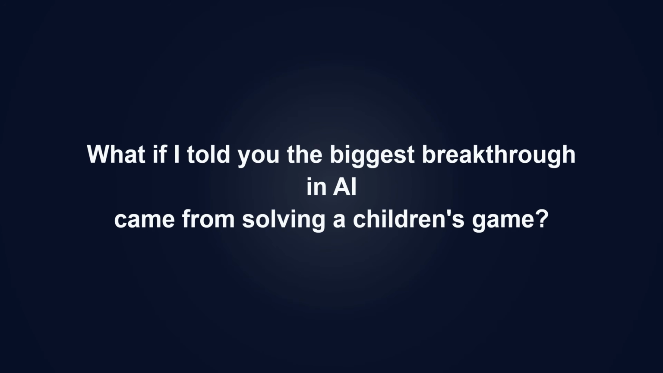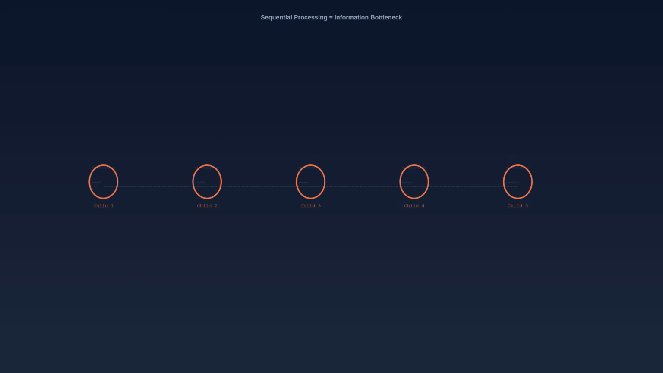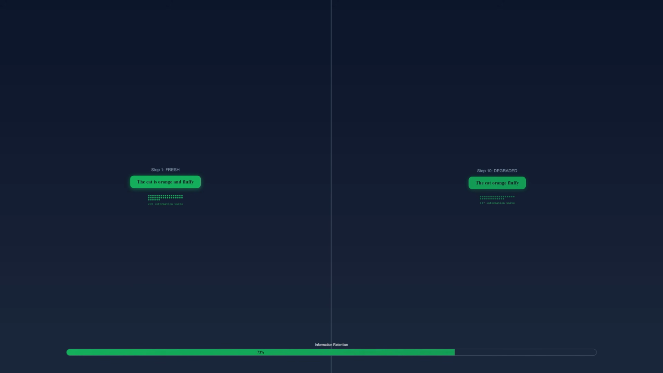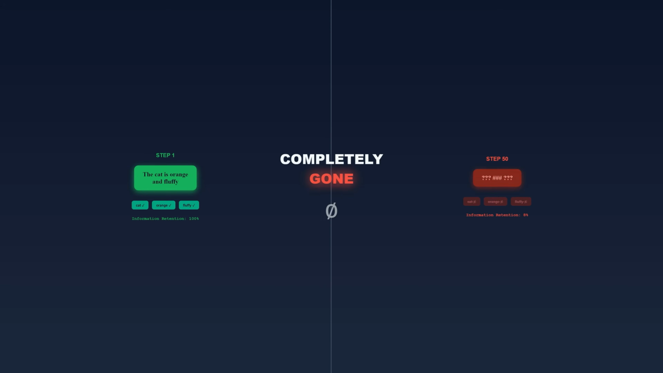What if I told you the biggest breakthrough in AI came from solving a children's game? Think about the telephone game. RNNs process sequences exactly like that. Each step only sees the message from the step before. And just like telephone, the message degrades, fast. By step 50, the original meaning is almost completely gone.